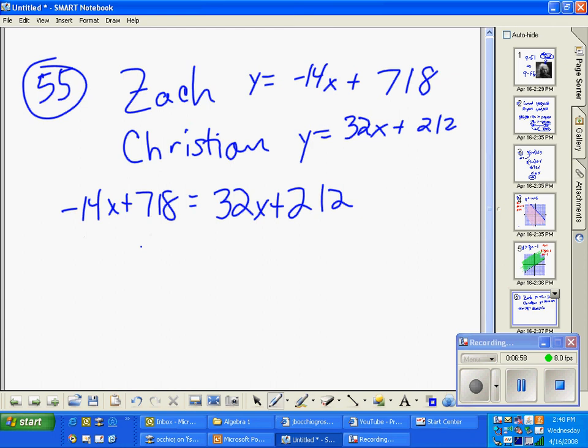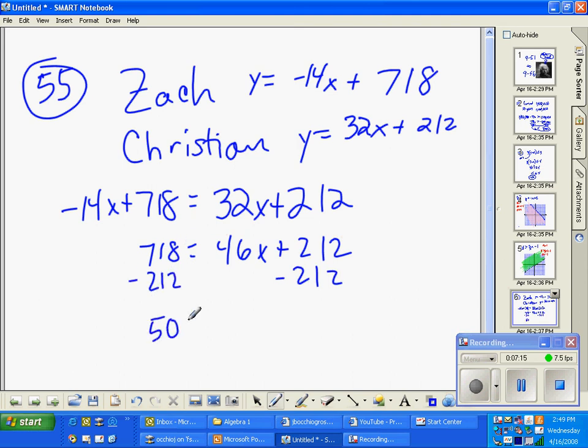I'm going to add 14x to both sides. 718 equals 46x plus 212. Subtract 212 from both sides. Minus 212. This will be 506 equals 46x.